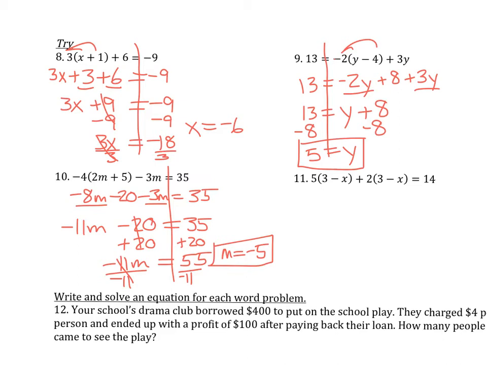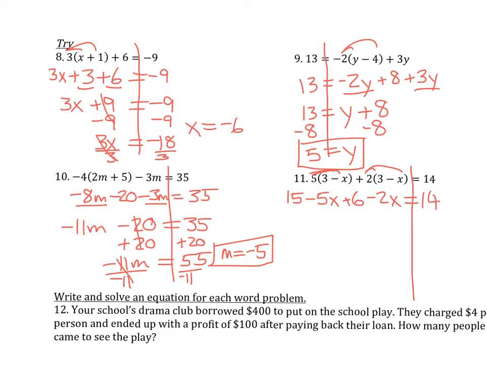All right, number 11 is a doozy. I got 2 sets of parentheses. Okay, so let's distribute here. So 5 times 3 is 15. 5 times negative x is minus 5x. Then my second set of parentheses, 2 times 3 is plus 6. 2 times negative x is minus 2x.